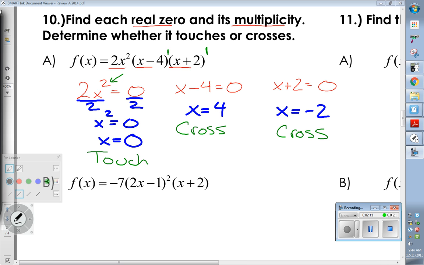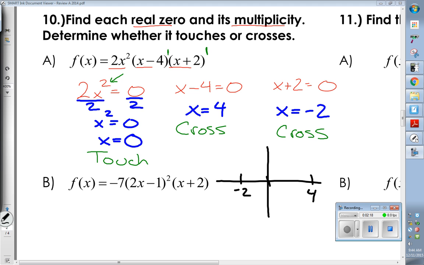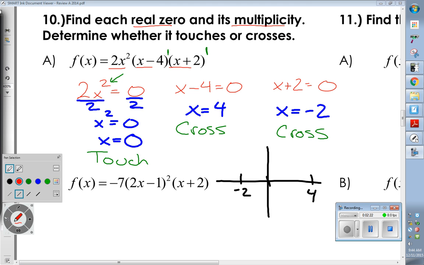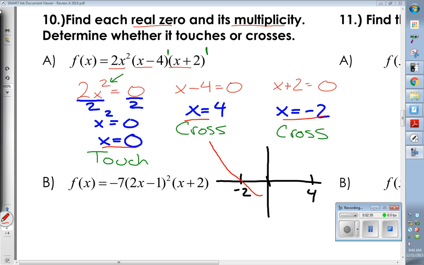Let me draw a really fast sketch of this. Okay, so you don't have to be perfect at this, but remind yourself of what this means. Touch and cross. That just seems like gibberish. Okay, these are zeros, so that's where I'm going to touch and cross the x-axis. I'm starting positive. You don't need to worry about why that's true for right now. I'm going to negative 2. At negative 2, I cross. I turn to go back to 0. What am I going to do at 0? Touch and go back down. And at 4, I cross.